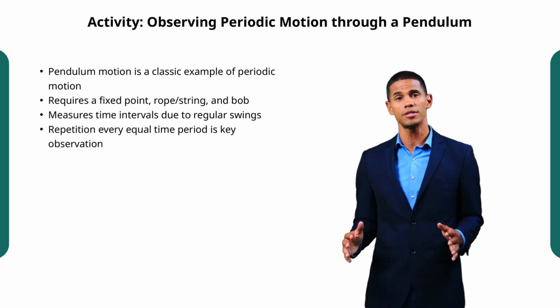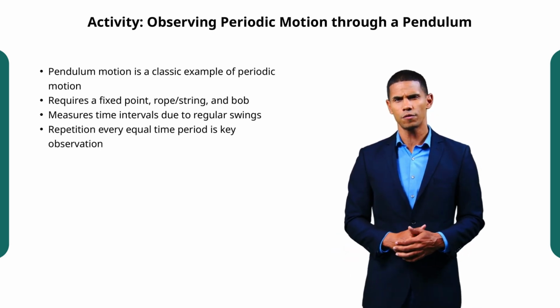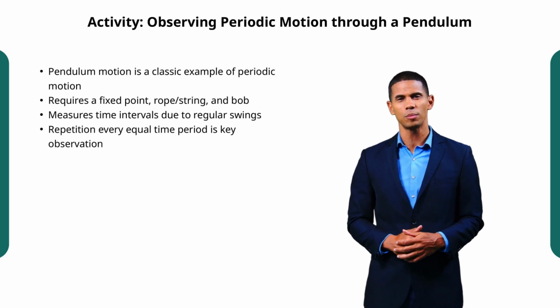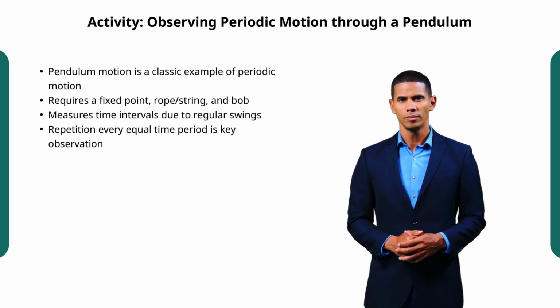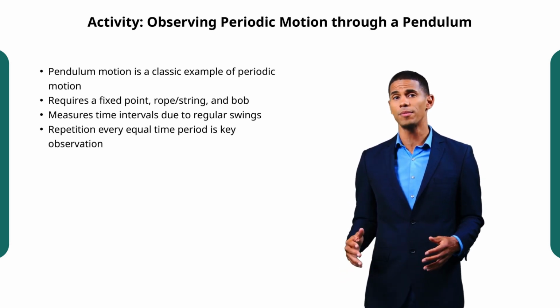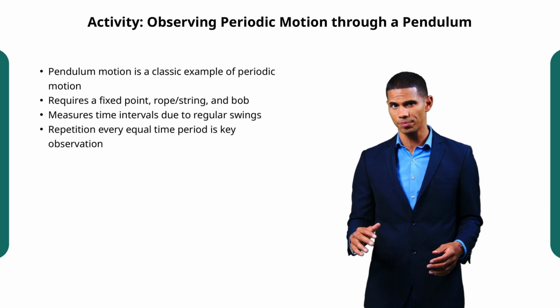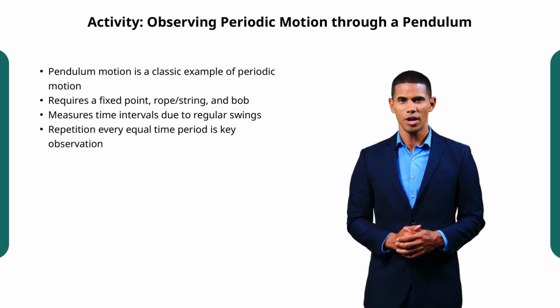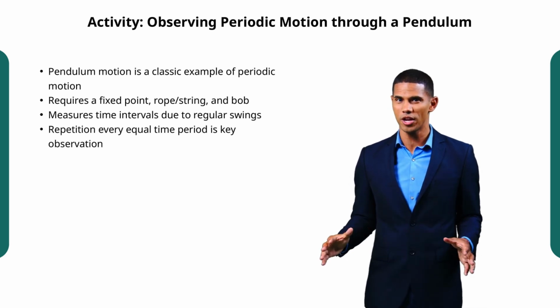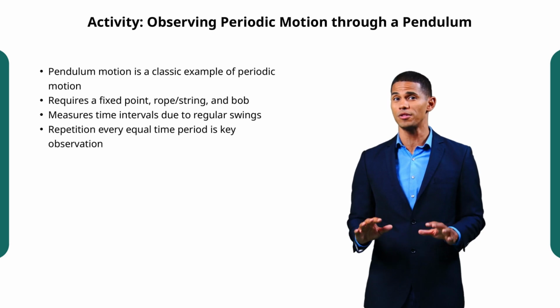Let's perform a classic physics experiment, observing periodic motion using a pendulum. You need a string fixed at one end and a bob attached at the other end so it can swing freely. Step 1. Pull the bob gently to one side and release it. You will see it swinging back and forth. Step 2. This swinging motion repeats after every fixed interval of time. That's periodic motion. The pendulum is famous because its swing time helps us keep track of time in clocks.